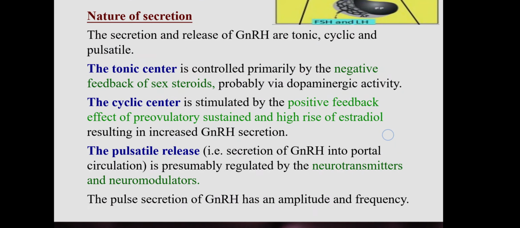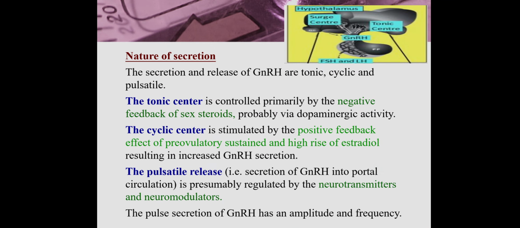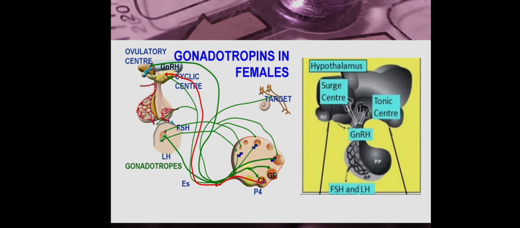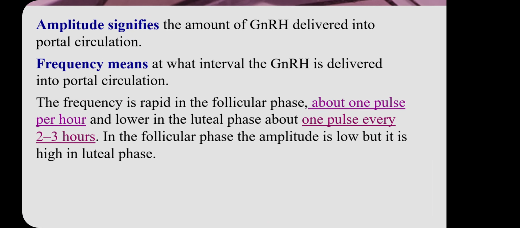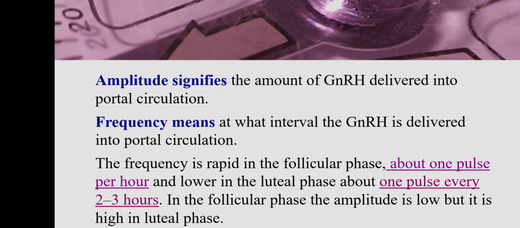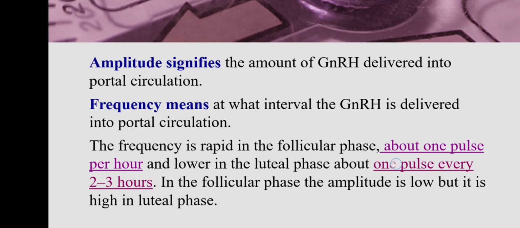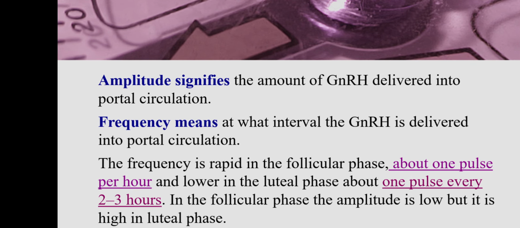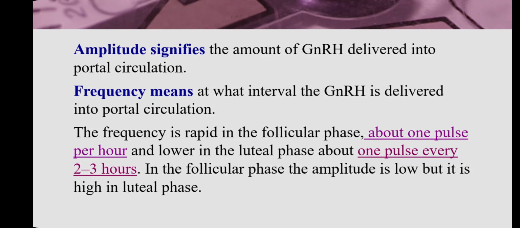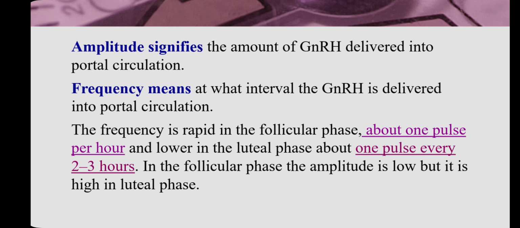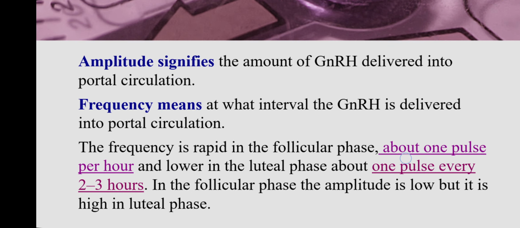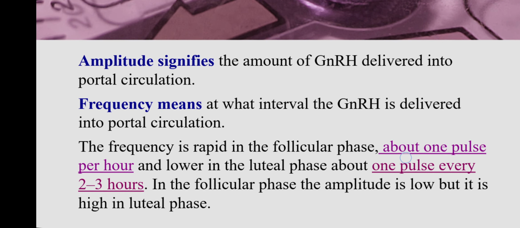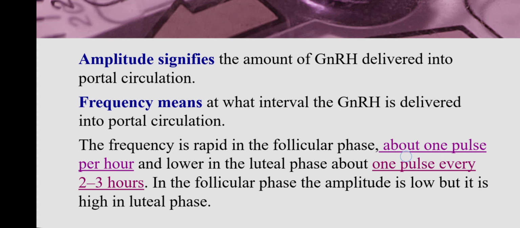So what do you mean by pulse secretion? Pulsatile secretion of the GnRH has an amplitude and a frequency. What do you mean by amplitude? The amplitude means the amount of GnRH which is delivered into the portal circulation. Whereas the frequency means at what interval the GnRH is delivered into the portal system. How many times it is delivered is the frequency. How much is delivered is the amplitude.